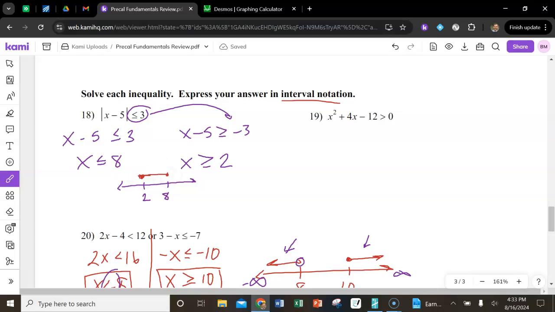And that means that my answers are between 2 and 8. So if I'm just trying to write what that interval would be, that interval would be [2, 8]. And I would use brackets because both of those have filled in circles, and that would be my answer.